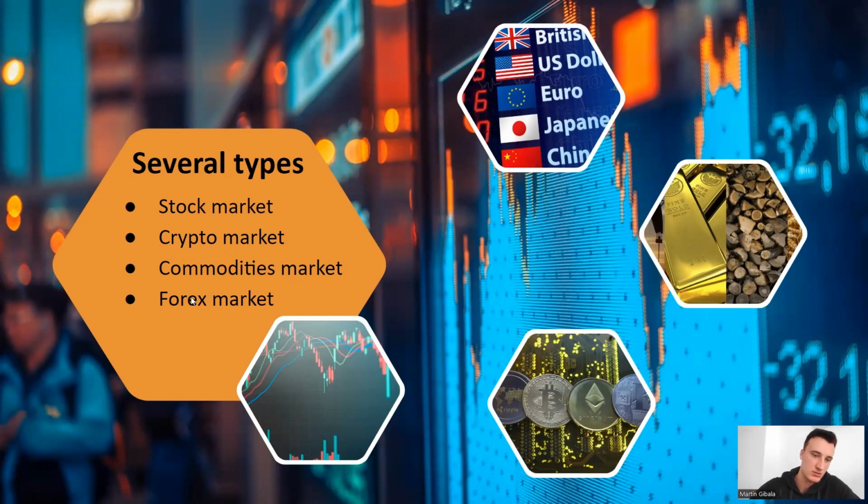And the last one that I have here is the Forex market. The word Forex itself means foreign exchange. So we are operating with currency pairs. We are exchanging two different currencies that are used in two different countries. So for example, you can exchange dollars for euros, or, I don't know, yens for euros.